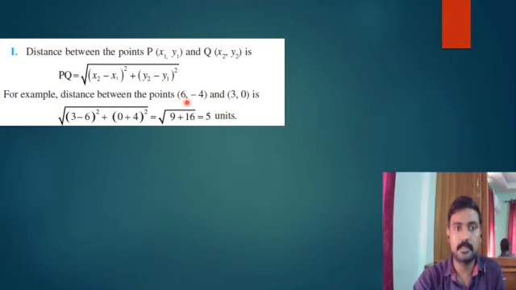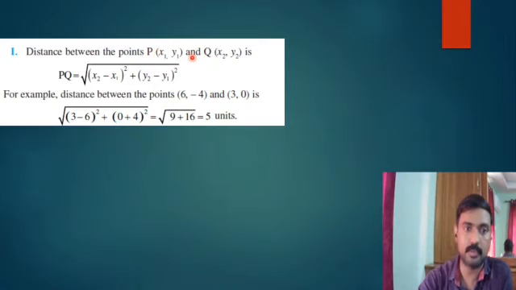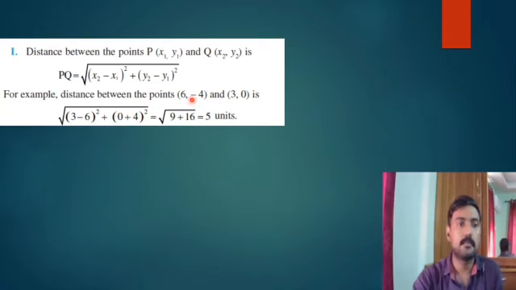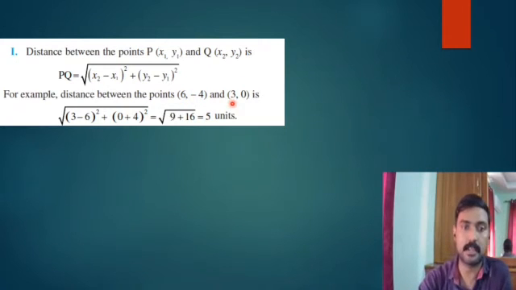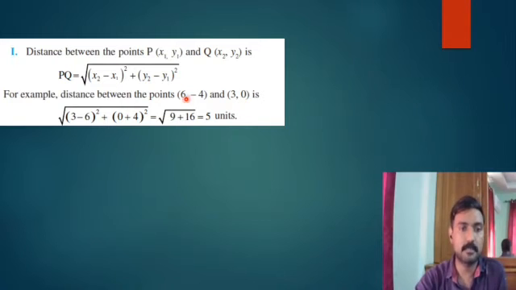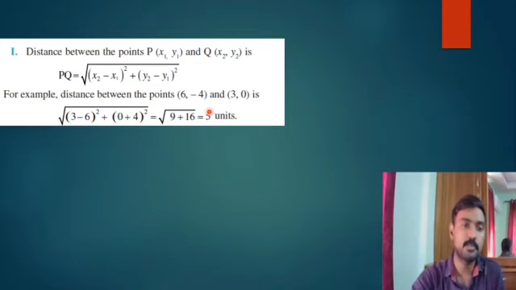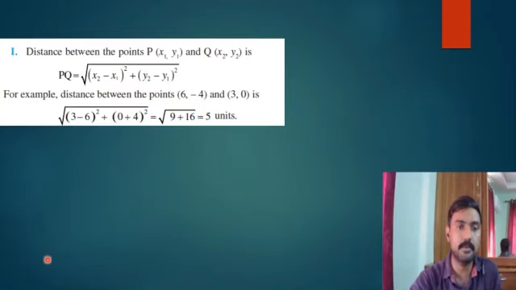Here is an example. Suppose (6, -4) is the first point, (x1, y1), and (3, 0) is the second point. Then the distance can be found by inserting these values. x2 is 3, minus x1, that is 6, so (3 - 6) whole squared. Similarly, 0 minus -4: two minus symbols make a plus, so (0 + 4) squared. So 3 squared is 9 and 4 squared is 16. 9 plus 16 is 25, and the square root of 25 is 5 units. So this is the distance between these two points.